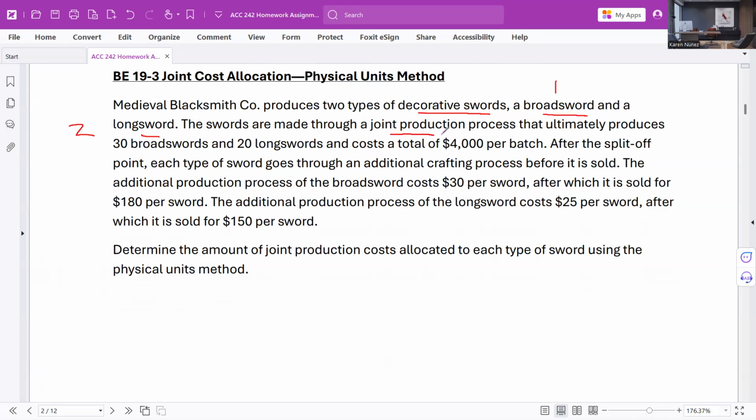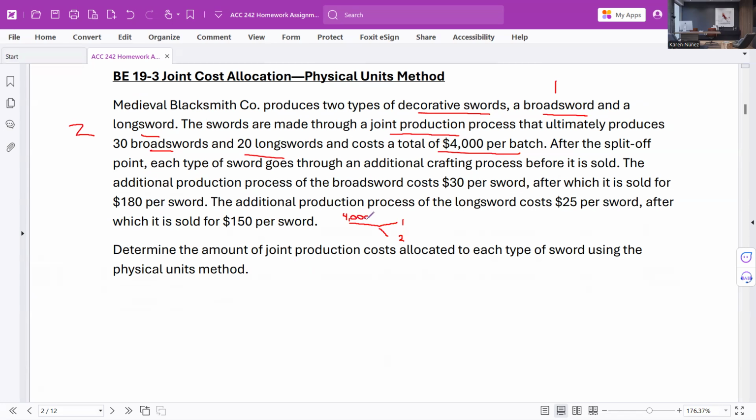It's a joint process, which means they incur all these costs to make these two products. So one batch costs them $4,000. And that one batch yields two products, the broadswords, 30 of them, and the long swords, 20 of them. But they don't get the two products until after the split off point. So remember, you have a joint process that yields, in this case, two products, product one and product two. And up until that point, all you have is this $4,000 cost.